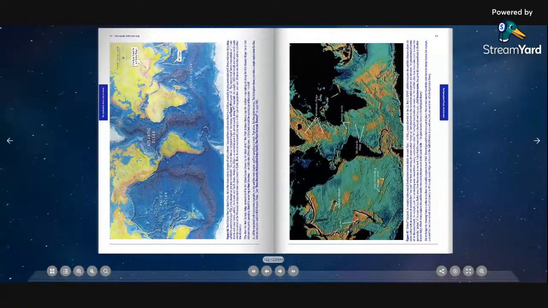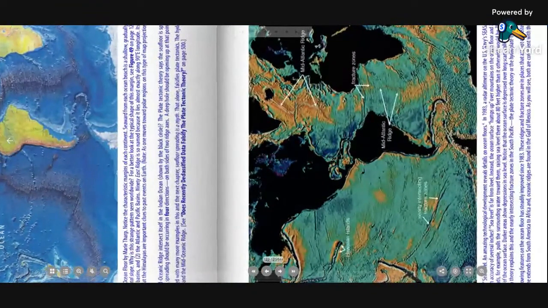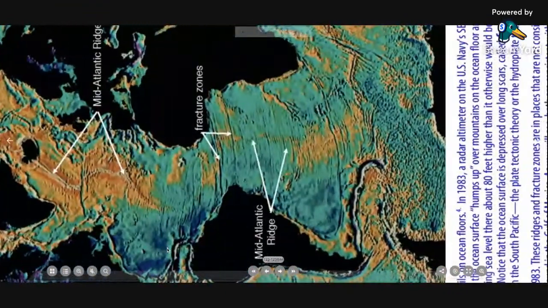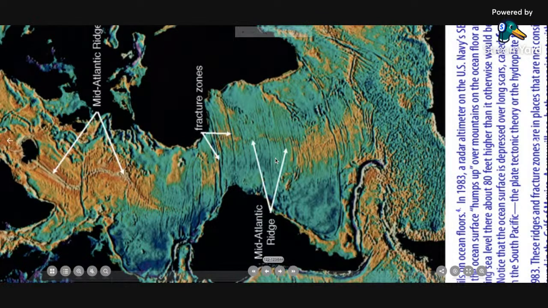The technique for showing features on the ocean floor has steadily improved since 1983. Today, ridges and fracture zones can be seen in places that are inconsistent with the plate tectonics interpretation. For example, a crooked fracture zone can be traced from South America to Africa, and oceanic ridges are found in the Gulf of Mexico. As you will see, both are consistent with the hydroplate theory. Okay, a crooked fracture zone from South America to Africa.